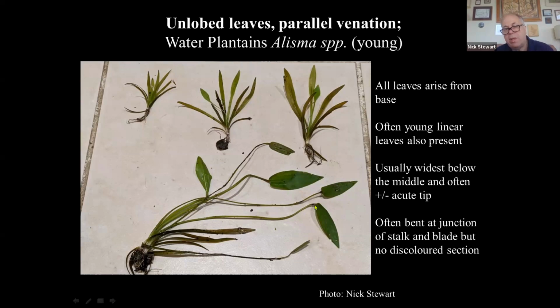And like the common pondweed, you often have a kink where the leaf reaches the surface and it bends over and lies flat on the surface. But it doesn't have that discolored band that the common pondweed has. And there is a difference in the shape. They tend to be widest below the middle and have quite a pointed end to the leaves rather than the more even oval shape of the common pondweed. But these can fool you, particularly early in the season, when the plants are just reaching the surface. You can actually have quite a large mass of these floating leaves. But later on in the season, they will step out of the water and become the emergent plant that we're probably more familiar with, the water plantains.